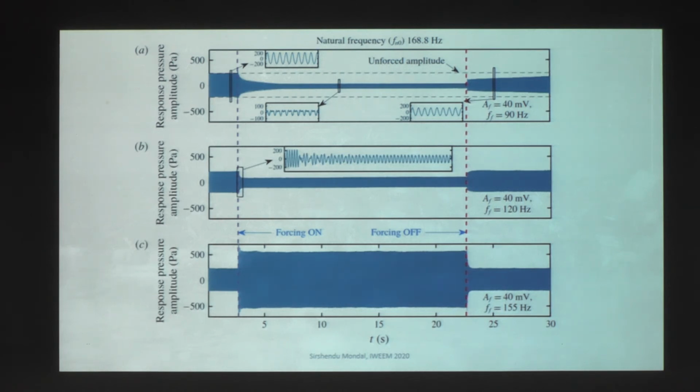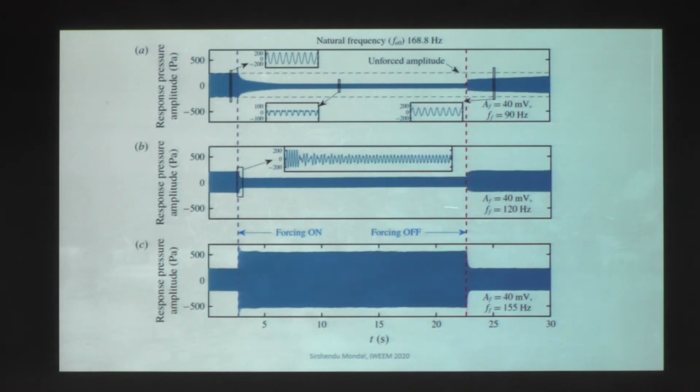Here I am showing three different frequencies, 90 Hz, 120 Hz and 155 Hz, whereas the natural frequency is again 168 Hz. We are getting both reduction and amplification. When we force with a very low frequency, or a frequency which is away from the natural frequency, there is a high level of reduction, and we found that this is a maximum of 92% of the unforced oscillation.